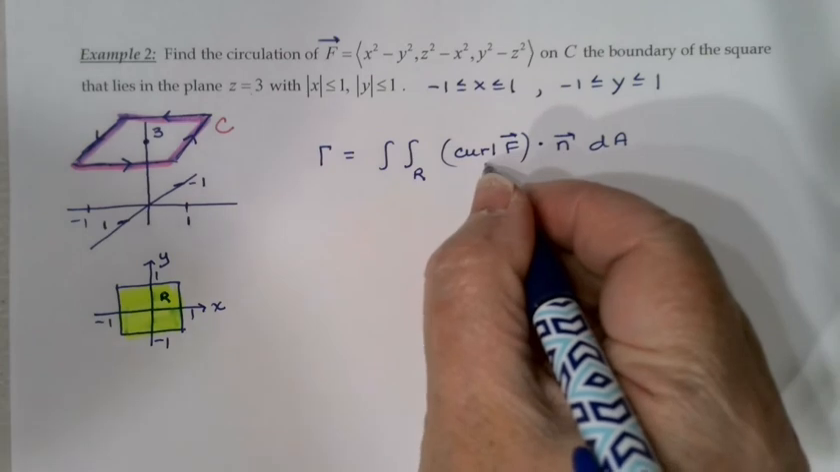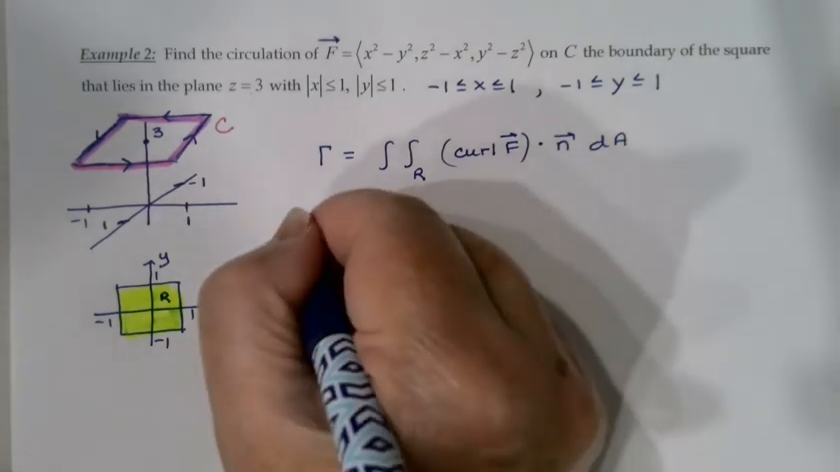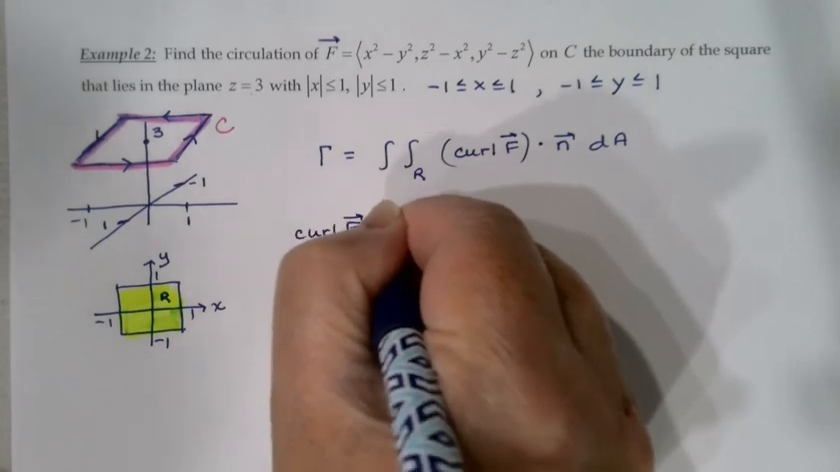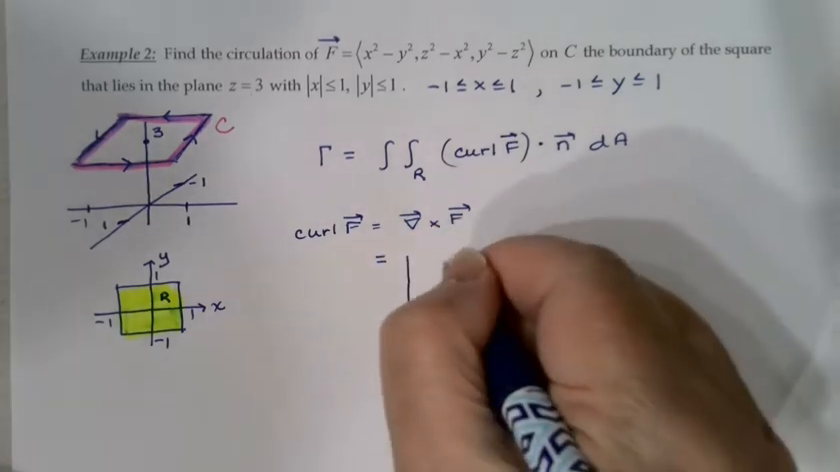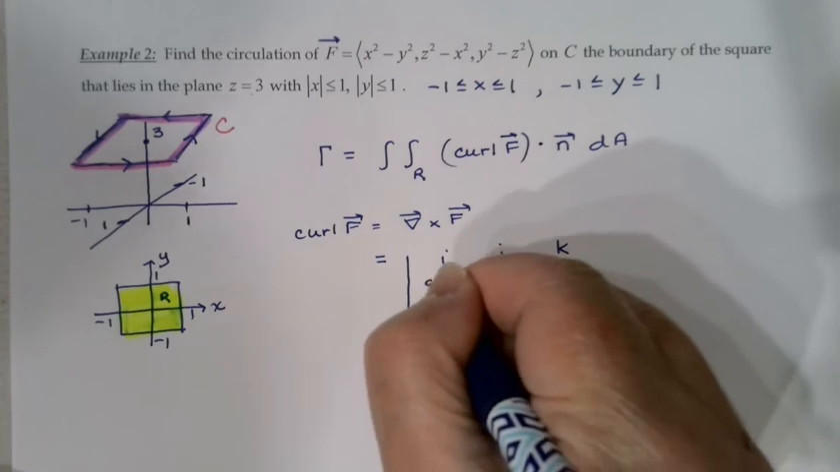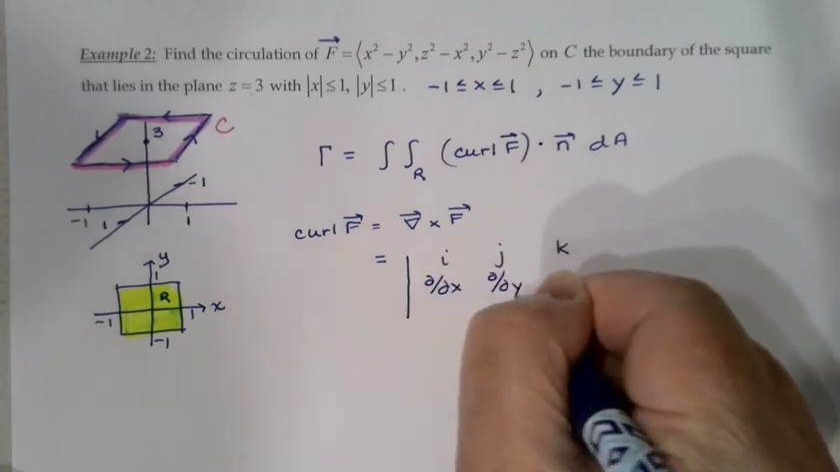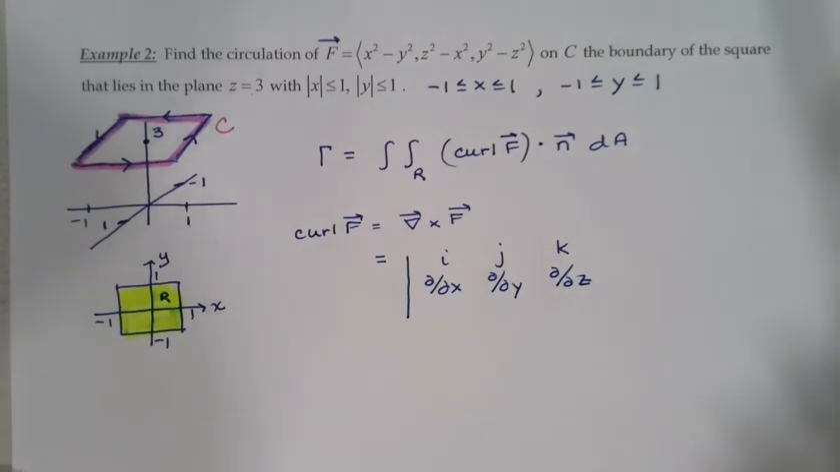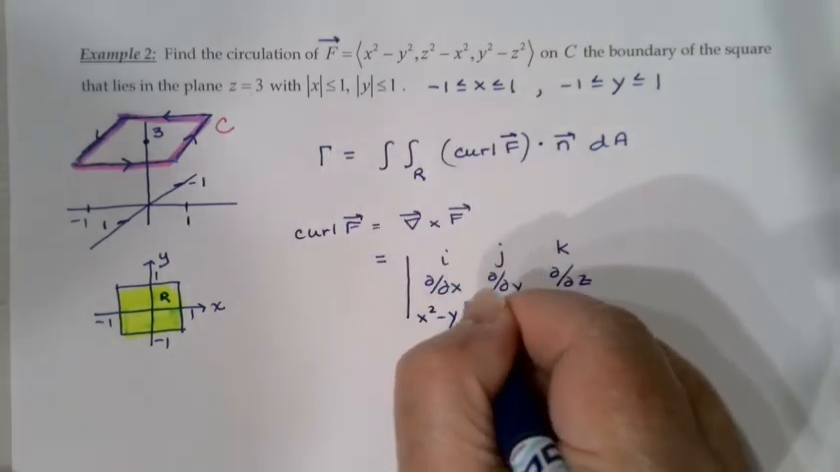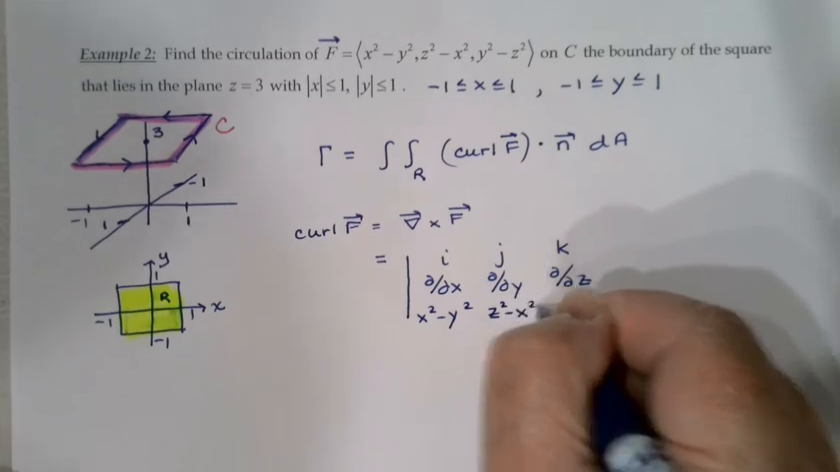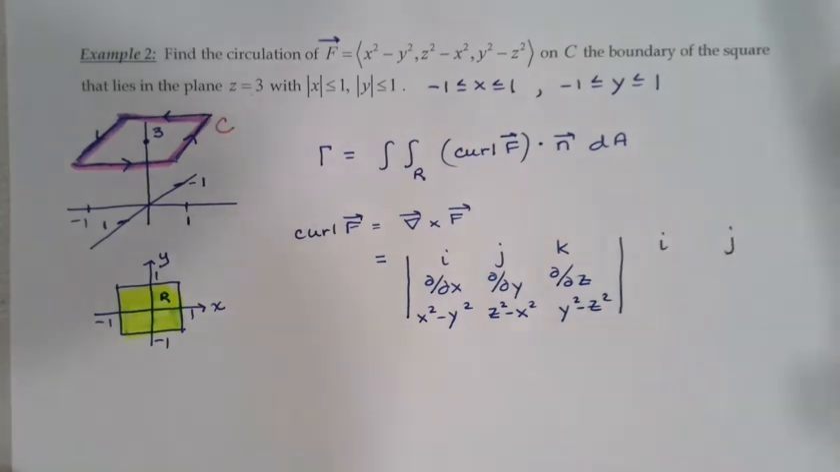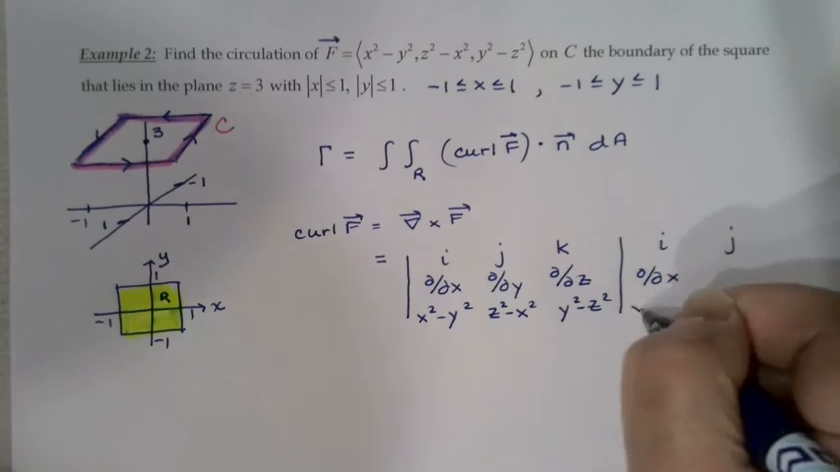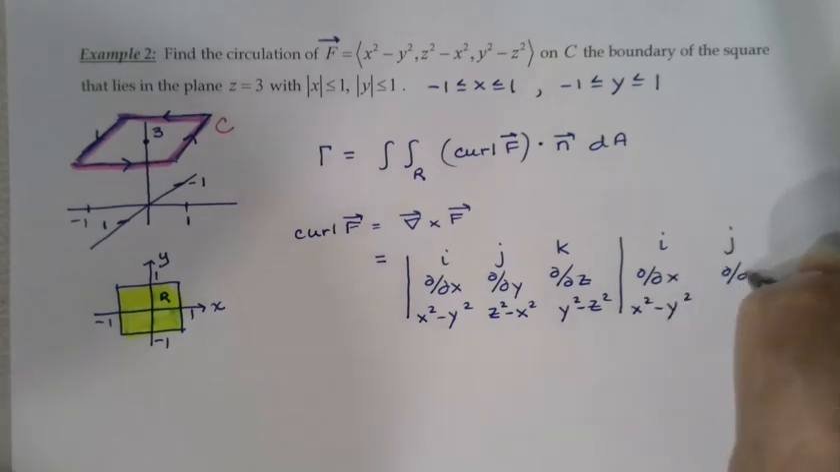And so what I need to do is figure out the curl of F, and then I need to figure out the N. So curl F is our gradient vector cross product with F. Gradient vector, the partial derivatives, and the vector field. All right, there we go, long setup.